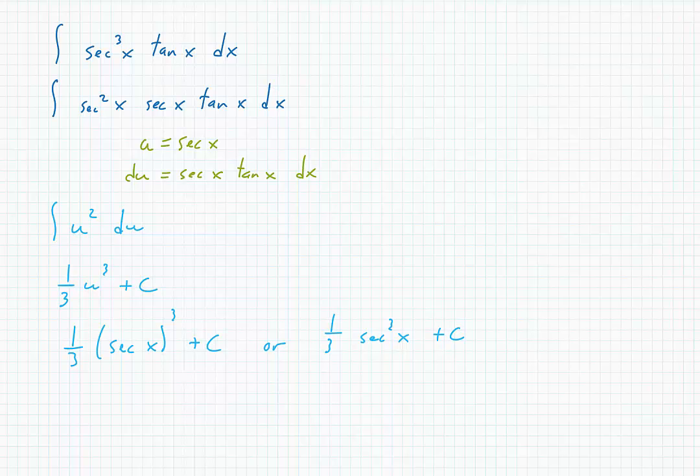Go ahead and see what happens if you take the derivative of 1/3 secant cubed x plus c using the chain rule. I suggest using it in the first way that I wrote it, with the parentheses, secant x inside those parentheses to the third power, a little bit easier to apply the chain rule, and verify for yourself that you do get back to that original integrand there.